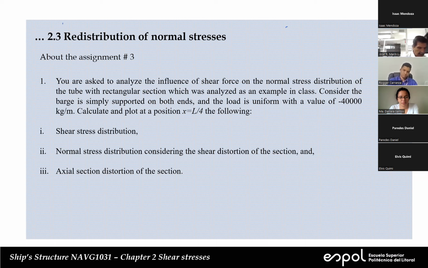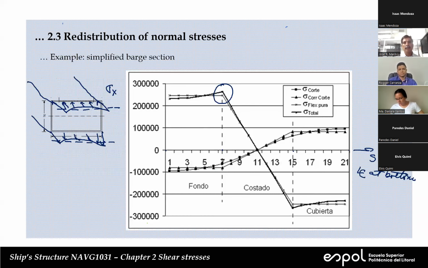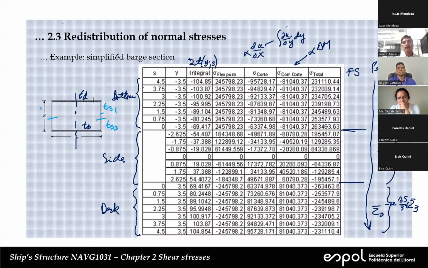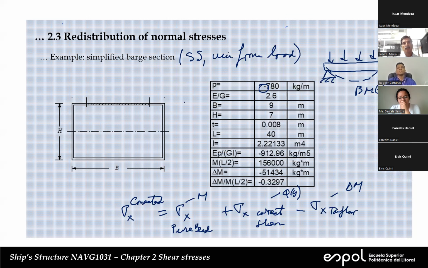You are asked to analyze the influence of shear force on the normal stress distribution of the tube with rectangular section, which was analyzed as an example in class. So this is the example that we analyzed in class. So this is the case that you have to analyze.